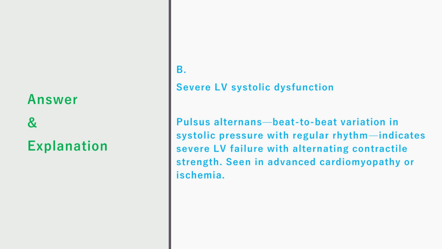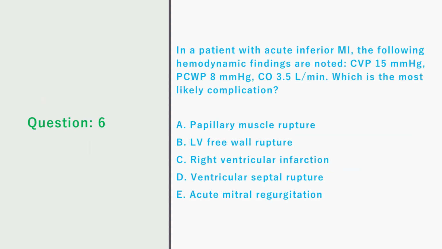Explanation. Pulsus alternans, beat-to-beat variation in systolic pressure with regular rhythm, indicates severe LV failure with alternating contractile strength, seen in advanced cardiomyopathy or ischemia.